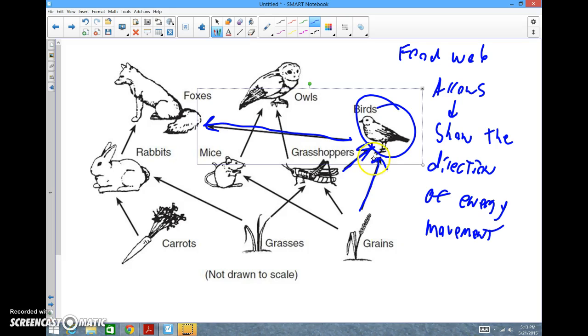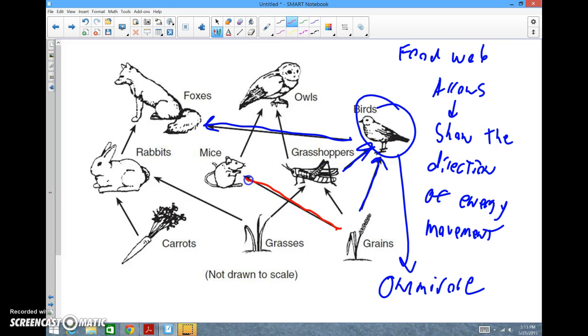Interesting fact for you. If this bird eats both the grasshopper and the grains, it's what we call an omnivore, because it's able to eat both plants and animals. Whereas if you take an example like this mouse right here, energy only flows from the grain to the mouse. So the mouse never eats animals. That makes the mouse an herbivore.